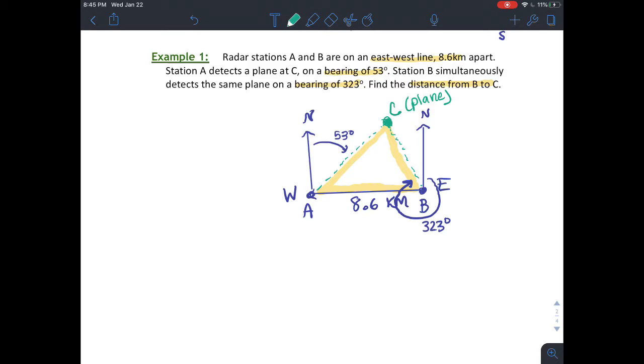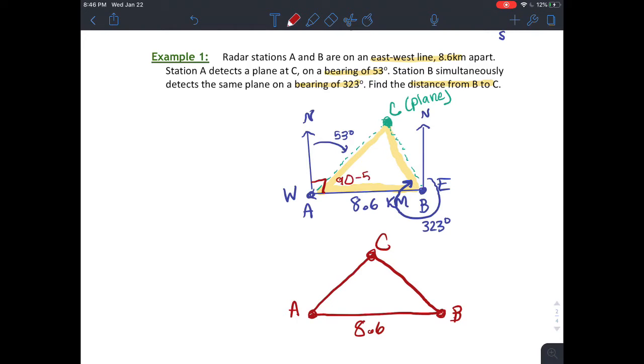Using that triangle that I ended up with in the middle, I'm going to need to figure out some angles inside of my triangle, so I'm going to redraw this triangle down below in a simplified version. So I know the distance from A to B is 8.6 kilometers. And if I think about that angle in the lower left corner, my north-south line and my east-west line are perpendicular. So if I subtract 53 degrees from 90, that'll give me my leftover angle is 37 degrees in the lower left. So if I think about the lower right, I went a little bit past 270 degrees.